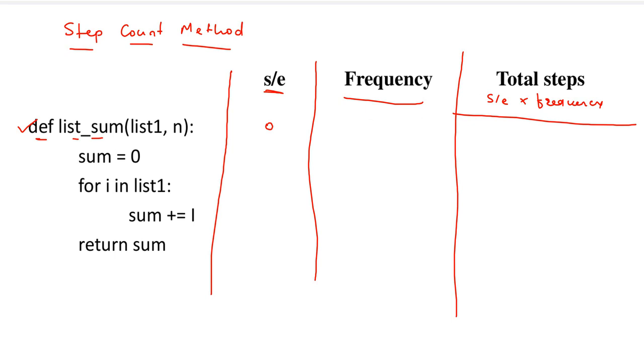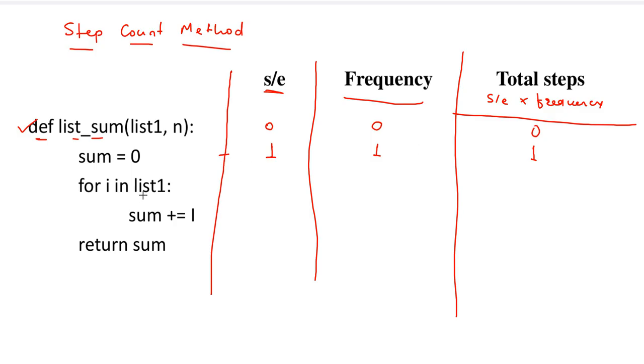So now here frequency also we will just take 0. Now this is a variable sum, and once you enter the function, this will be executed. And this will be executed one time only, because only one variable is there. So what about total steps for this particular line of code? It will be just 1, the previous one is 0.